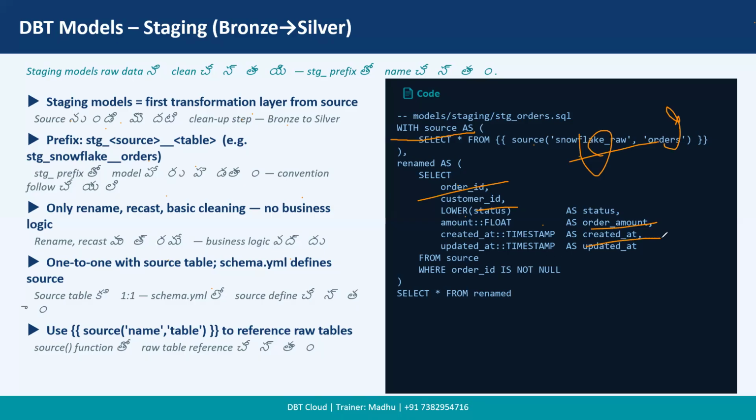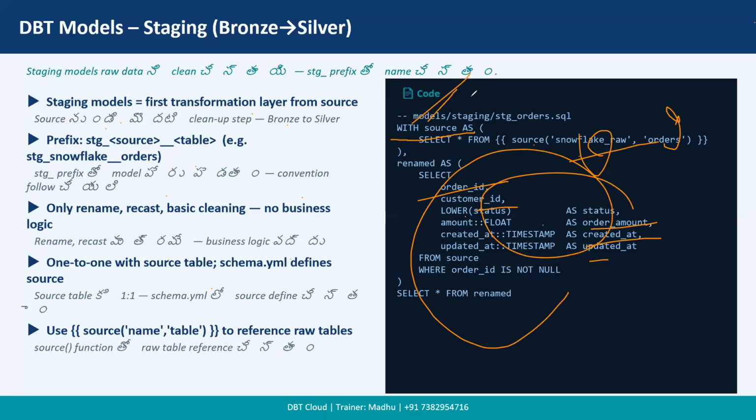So this is going to create an updated timestamp. After from source, where ID is not null, select star from renamed. Okay, this is one model we're going to create here. We give it in the models folder.